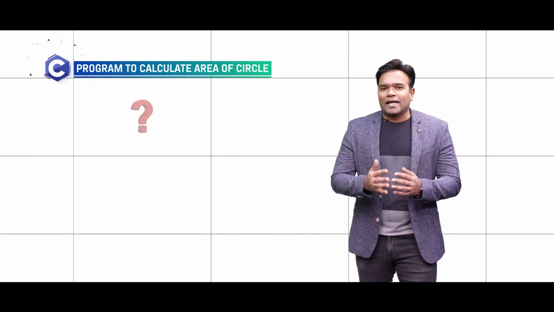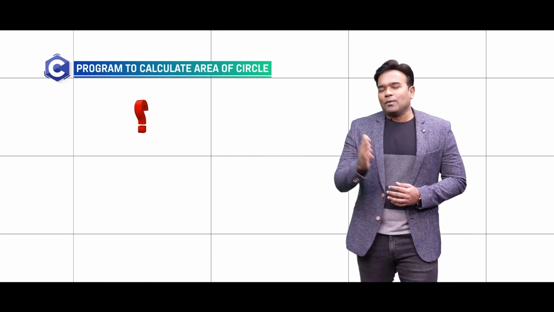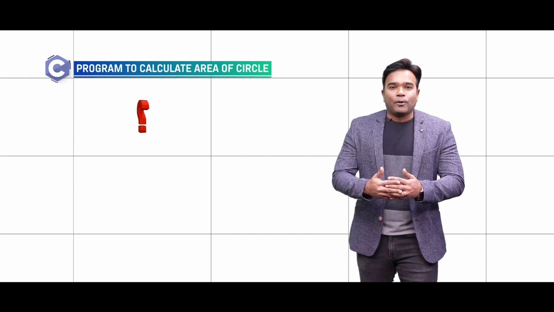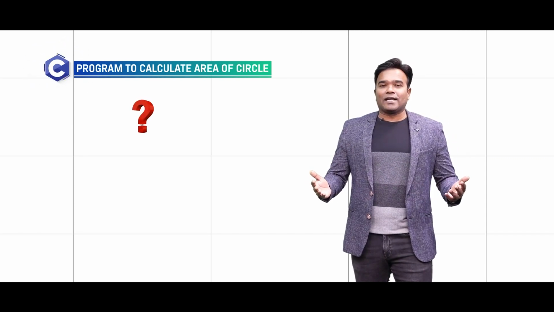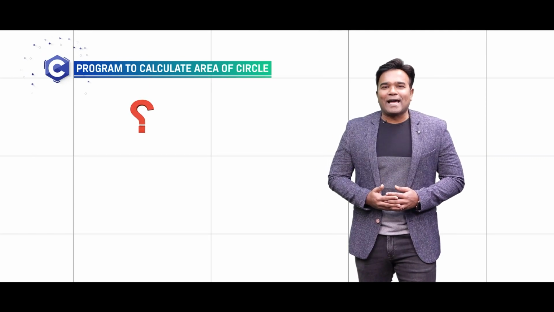So, how is it that we can write the program using C language? How is it that I would give to my C language program the input as 5, that is the radius, and it gives me the output, that is the area, as 78.5? How does all that happen? Let me tell you.